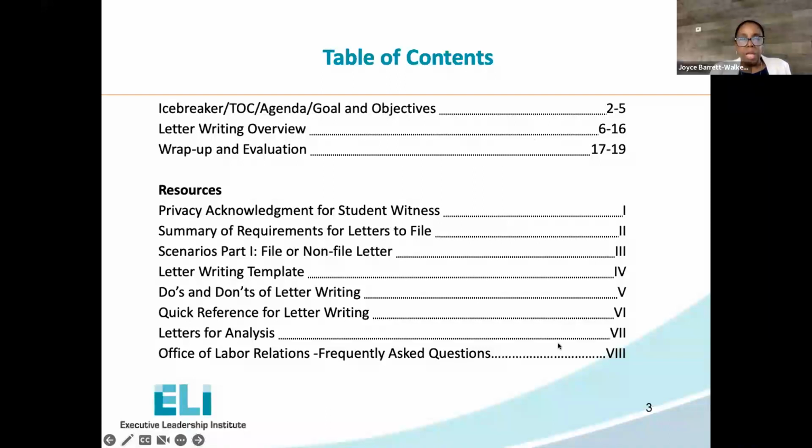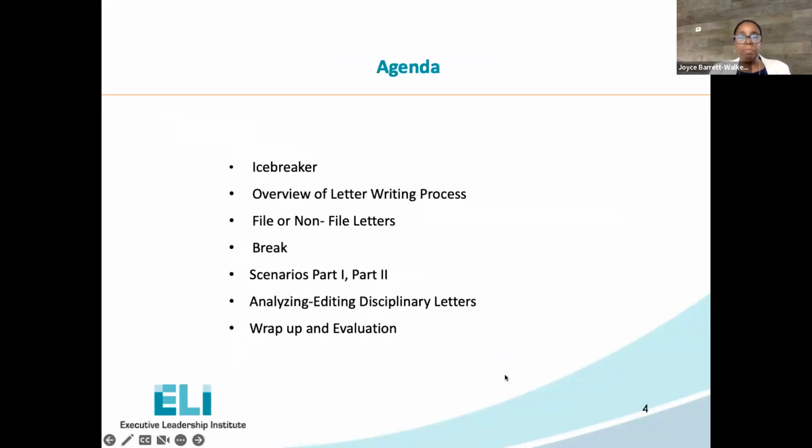Here is our table of contents. As you notice, some of these resources are attached to this presentation. You can look at the privacy acknowledgement for student witnesses, some requirements for letters to file, and do's and don'ts of letter writing. And like I said before, this is such a powerful resource. The Office of Labor Relations frequently asked questions, extremely valuable.